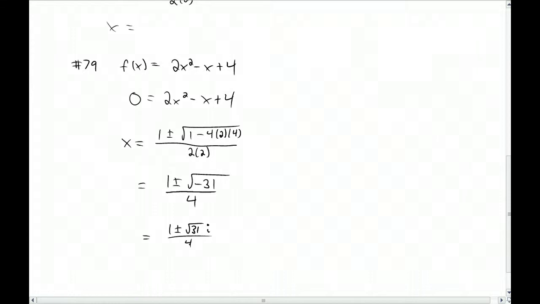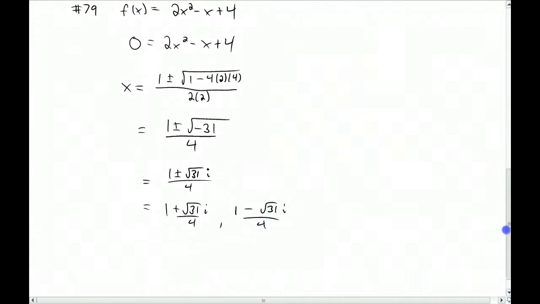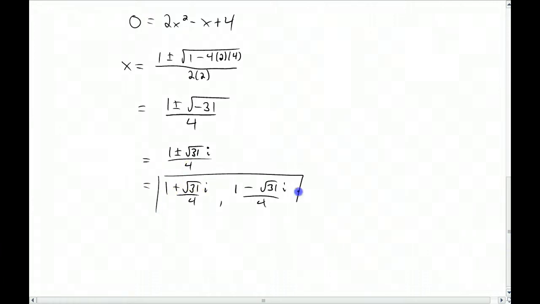And I think that's it. They ask for exact answers, so that's it. If you wanted to give two different answers, one answer would be 1 plus square root of 31i over 4. And the other one would be 1 minus square root of 31i over 4. So this answer is what you would enter if they ask you to separate your answers with a comma. And this answer would be fine on a test that was graded by hand.